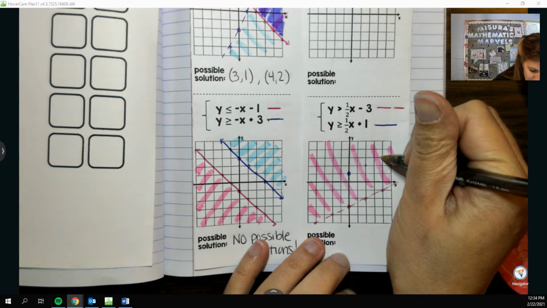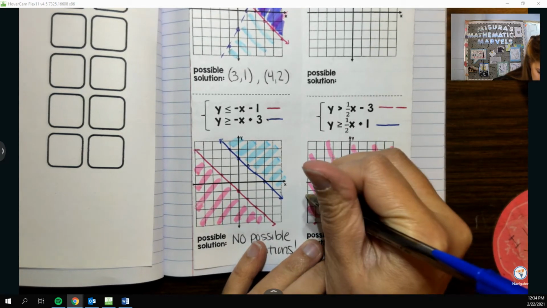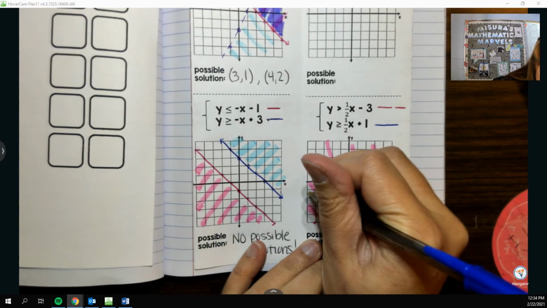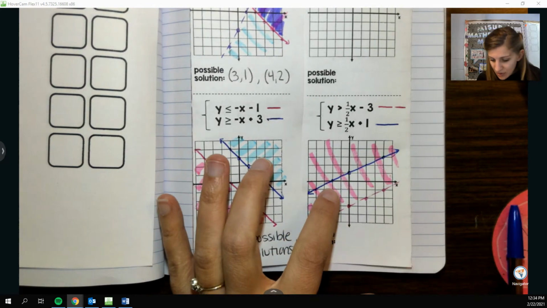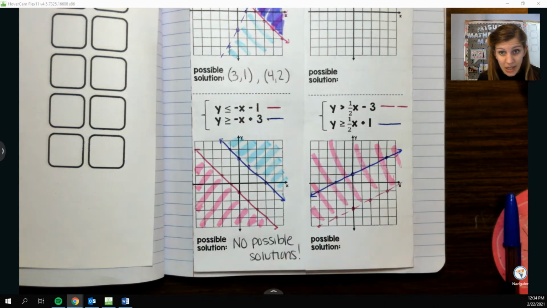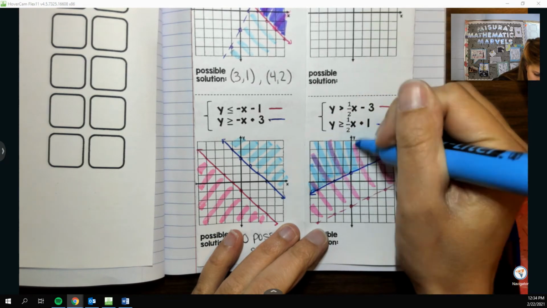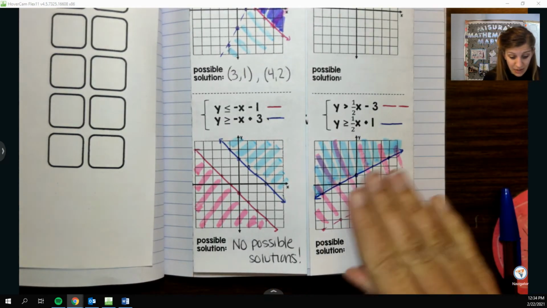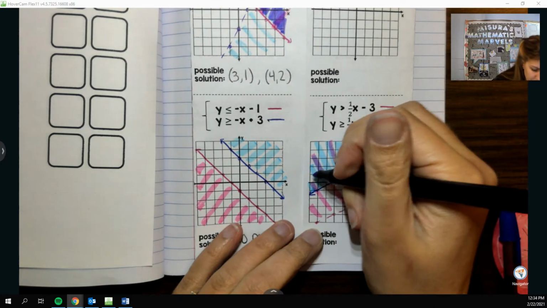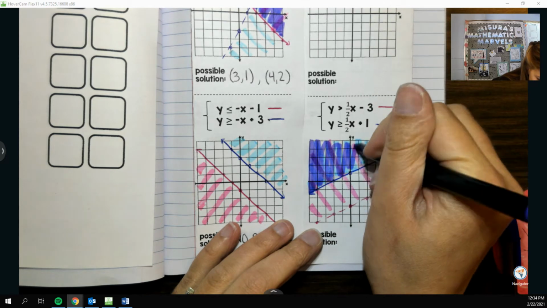Again, these lines are parallel, which might make you think they're not going to have a solution again. However, that's a solid line. With this one, it's greater, so we're going to shade above. They do overlap this time. It's almost like I didn't even need that pink line, because all of your solution is just the stuff that's above the blue line up here.